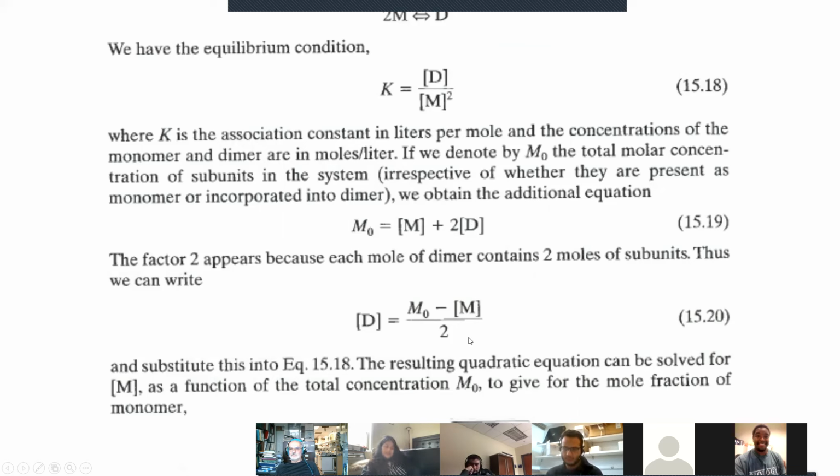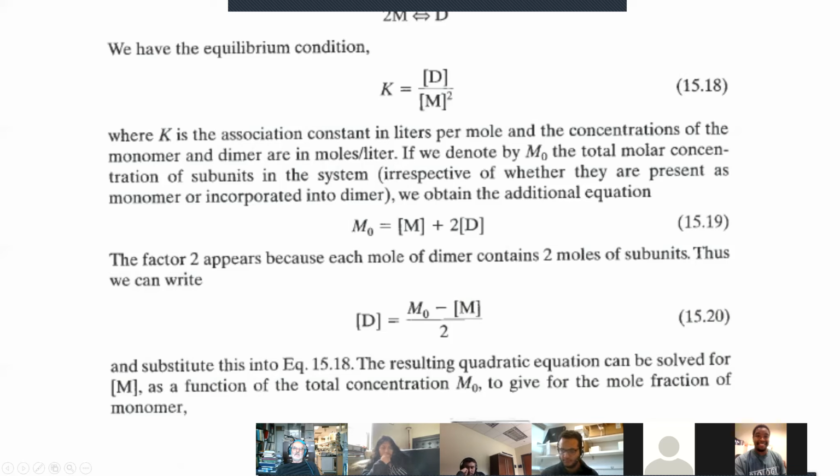And then if you solve for dimer in this way and plug it into the equation up above, you'll have a monomer term and another monomer term squared. This will generate a quadratic. And then you can rearrange that quadratic to give you the amount of monomer divided by the total concentration of monomer in terms of a quadratic solution.